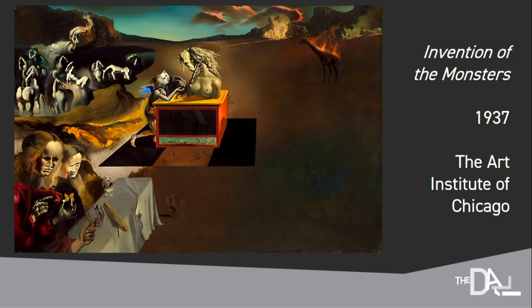Another painting that's a little bit more light, but at the same time super creepy, is the painting in the Art Institute of Chicago called The Invention of Monsters. And what Dalí has done here is he's noticed that by using a Picasso device of showing a profile and a silhouette of a face, he can double a form.